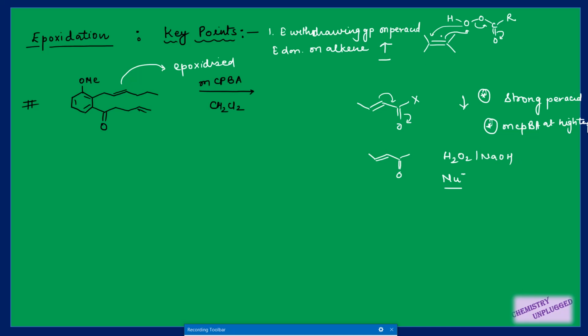And when you have double bond rich in electron, then you can use per acids because they are electron deficient in nature. So both of them are epoxidizing agents, but their nature is different. So it is very important to remember this.